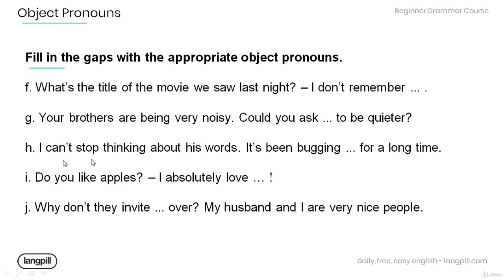H. I can't stop thinking about his words. It's been bugging for a long time. I. Don't you like apples? I absolutely love. J. Why don't they invite over? My husband and I are very nice people.